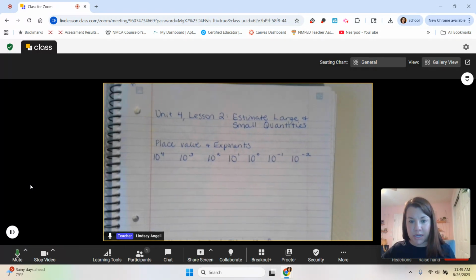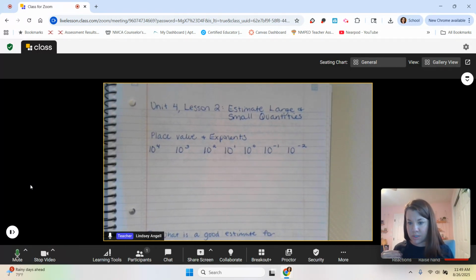But in order to understand that, the first thing we need to understand is the relationship between place value and exponents. So we use something called a base 10 system, which means in each place value, there are 10 options for what you could put in each place value, which are the numbers 0 through 9.